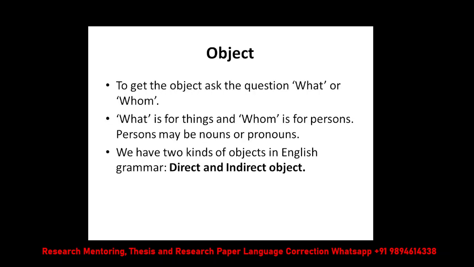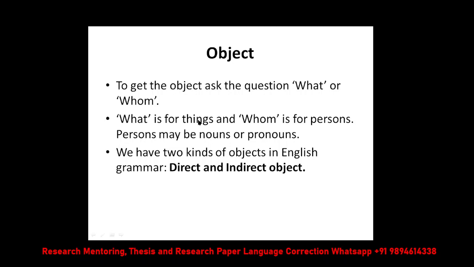Now let's come to the object. We have seen the subject, then we have seen the verb and different types of verbs. Now we are moving to the object. Normally, if you want to get the object in a sentence, you ask the question what or whom to the verb.